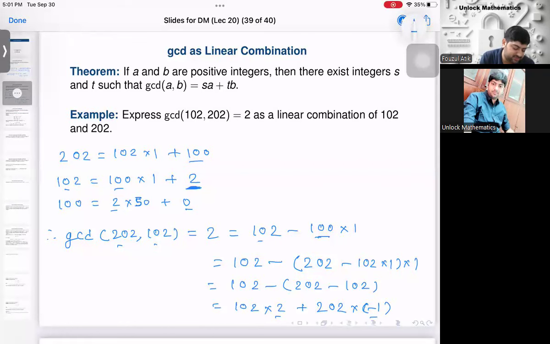And you see that the GCD of 202 comma 102, which is actually 2, you have written as a linear combination of these numbers 102 and 202. What are the coefficients? S is 2, T is minus 1. Our job is done. Right?